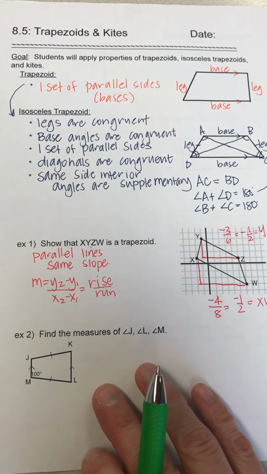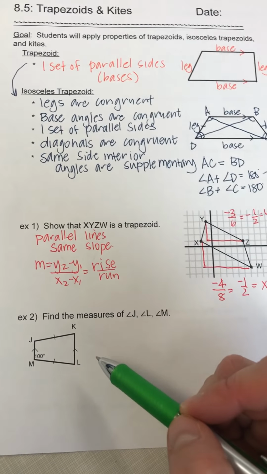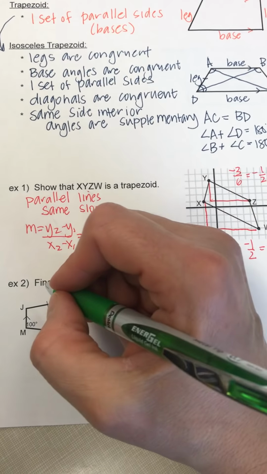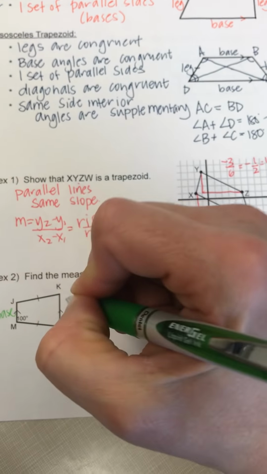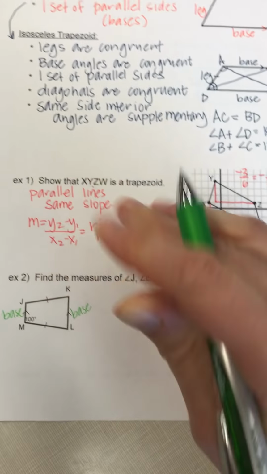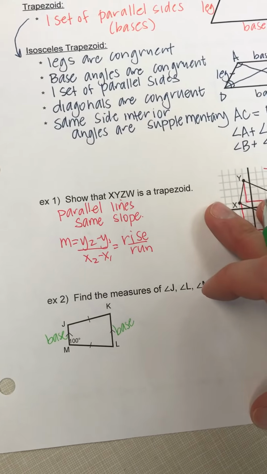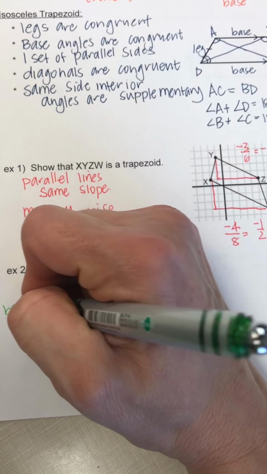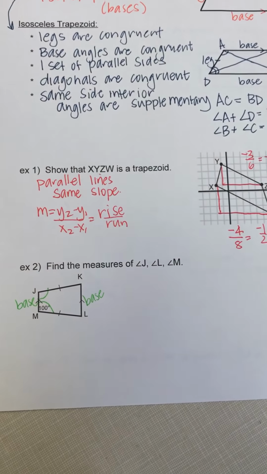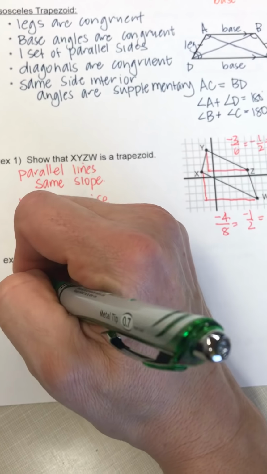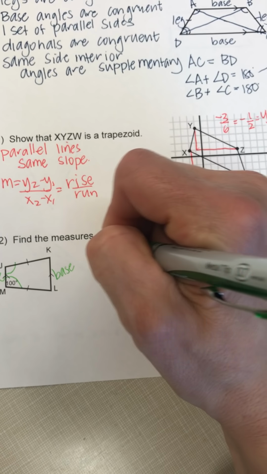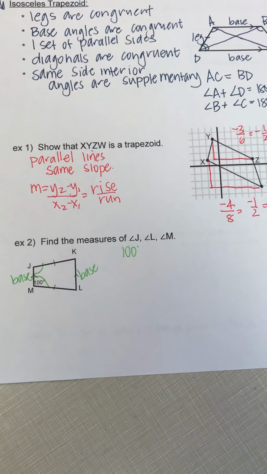So hopefully you guys notice that the bases this time are not drawn the same. So this is the base, because that's parallel, and this is the base. If it helps to redraw the picture, that might be helpful. Remember that the base angles are congruent. So this is congruent to that. So J would also have to be 100, because the base angles are congruent.